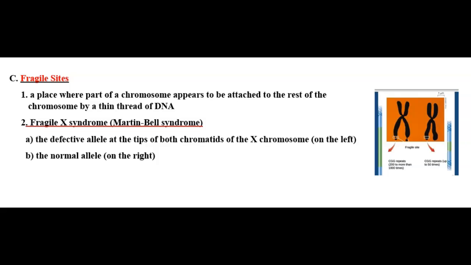And you might have heard of fragile sites, a place where part of a chromosome appears to be attached to the rest of the chromosome by just a thin thread of DNA. You might have heard Fragile X syndrome, Martin-Bell syndrome, defective allele at the tips of both chromatids of the X chromosome. Right there. Here's the normal one.